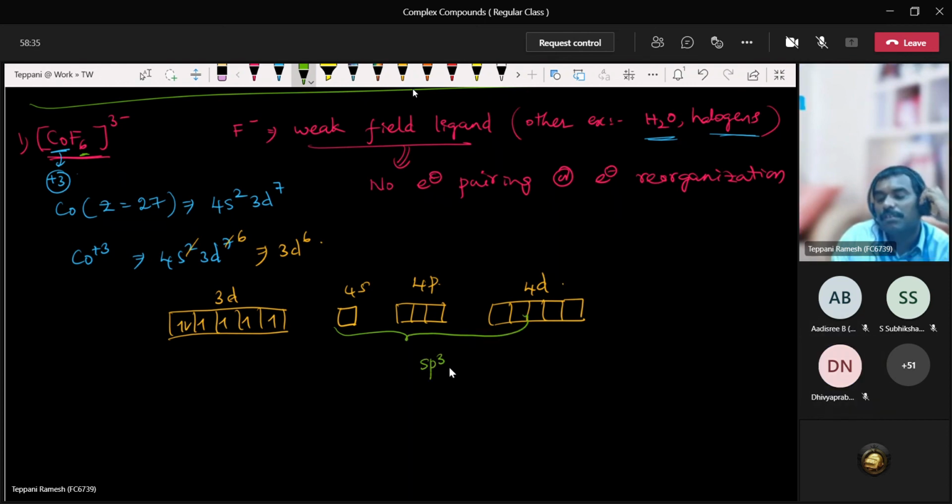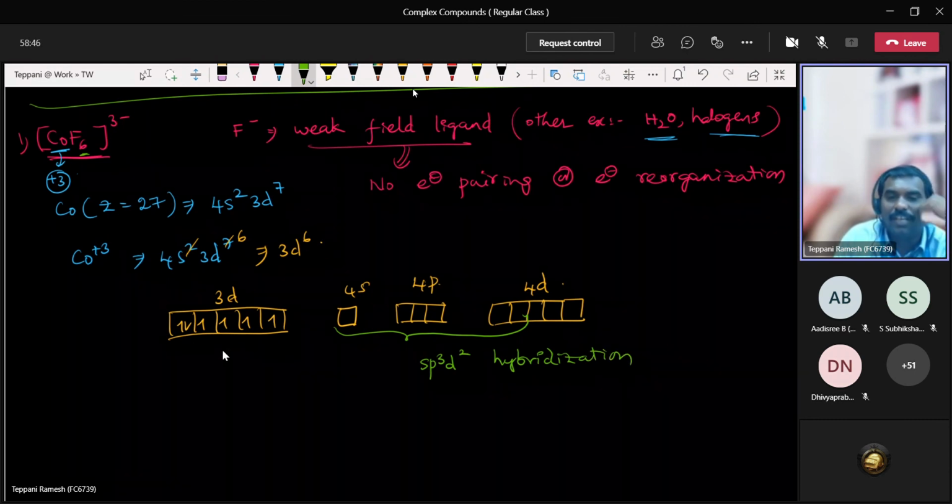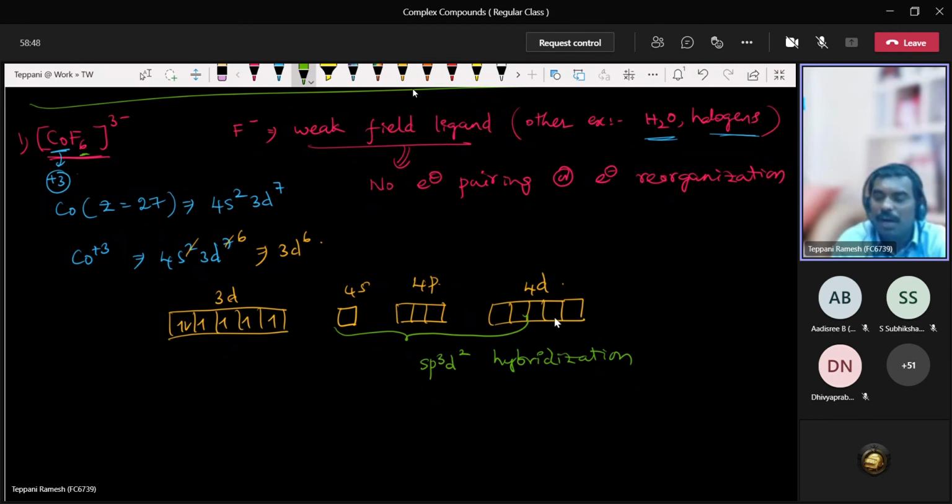sp3d2 hybridization. Actually, inner shell d orbitals are also there, but they did not undergo hybridization here. Outer d orbitals are utilized. So sp3d2 means the octahedral structure.